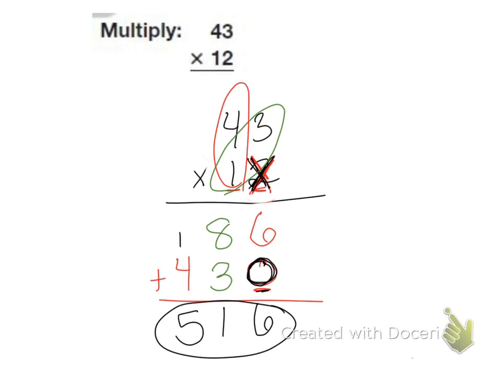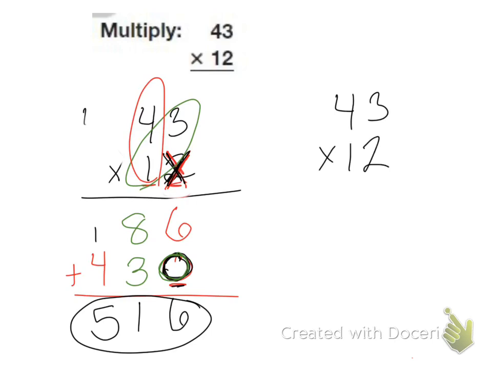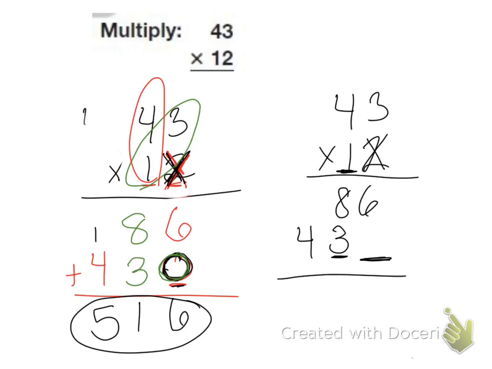Now, you don't have to put this 0 here as a placeholder. I think it's easier to do it, but there is another way. If I went 43 times 12, okay, I'd get 86, and I'd be done with the 2. So instead of putting a 0 here, what I do is I just line up the next number underneath the tens place. So 1 times 3 is 3, and I would just leave a blank in the ones place. And then 1 times 4 is 4, okay?